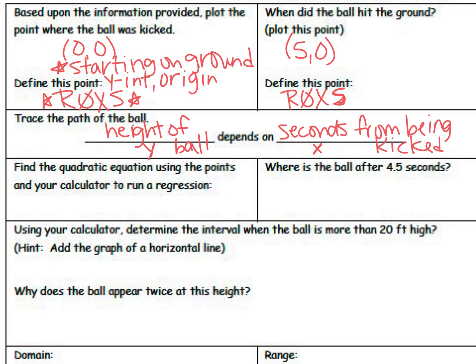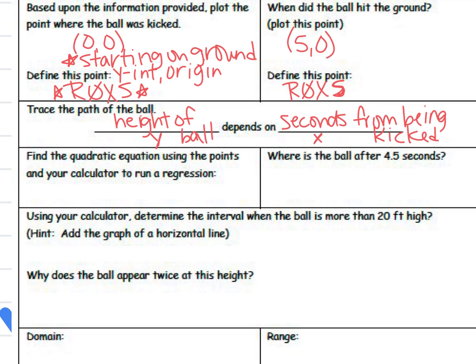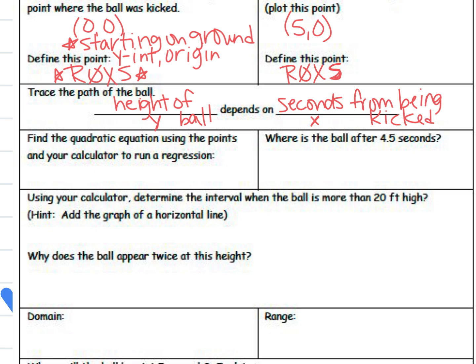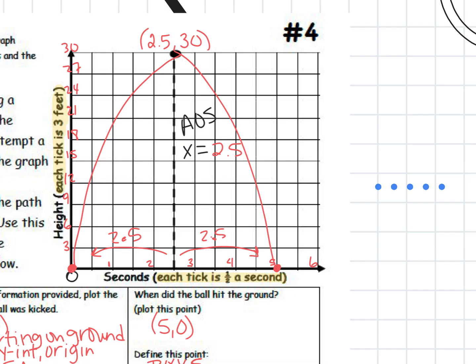Use our quadratic equation with the points. Find the quadratic equation using the points. We're going to use our calculator for this. We did this the other day. To do that, let's make a little table over here of the coordinates we have so that we can know what we're putting in the calculator. We have 0, 0. We have 2.5 and 30. And we have 5, 0.